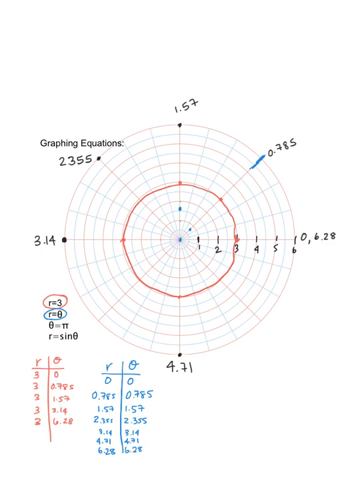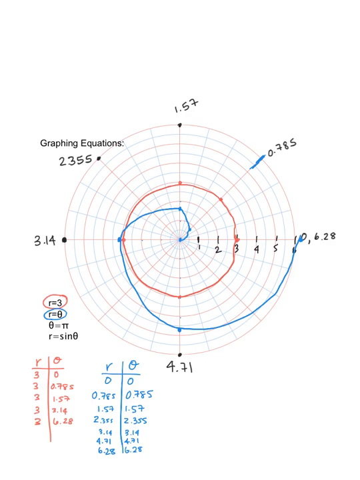3.14, so I go 1, 2, 3.14 is about right here. 4.71, 1, 2, 3, 4, 4.5, so 4.71 is somewhere here. And then finally 6.28, which is a little bit off the grid here. So if I were to connect these, oh boy, let's see if I can handle this. It's actually going to be a nice little swirl. Okay, pretty cool, right?